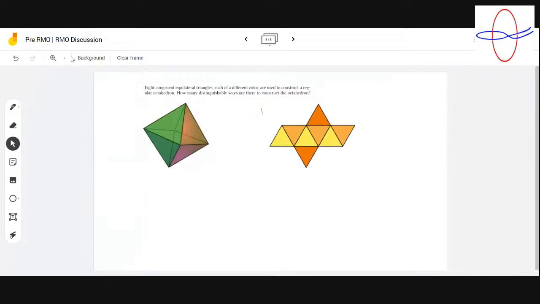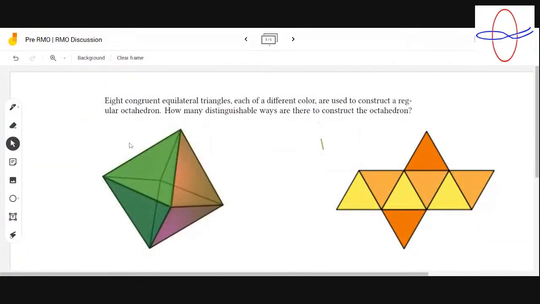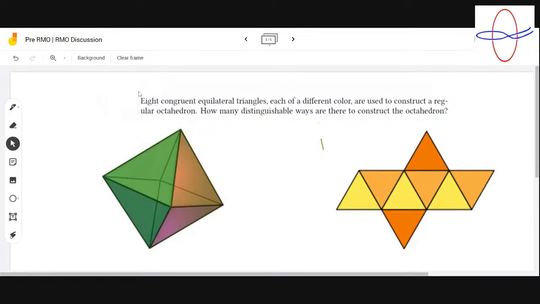Okay, so let's do it. Eight congruent triangles, each of a different color, used to construct a regular octahedron. How many distinguishable ways are there to construct an octahedron? Yes, you're right. The seminar will be till 8 p.m.